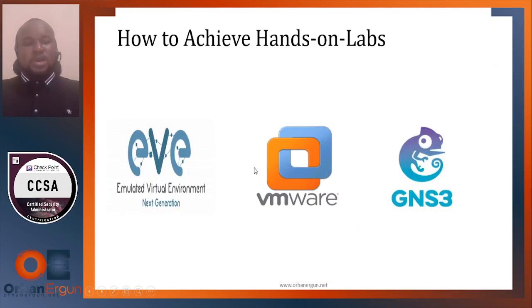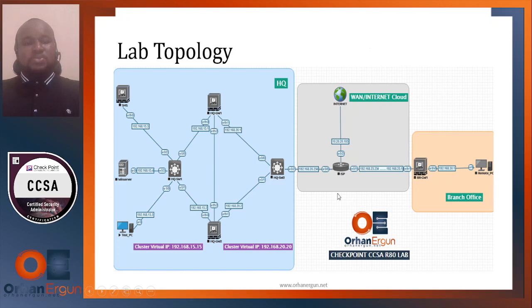And then talking about the lab, we are going to be using EVE-NG. So you can use EVE-NG for your lab, you can use VMware for your lab, and you can use GNS3 for your lab. So this is our lab topology. We're going to add more devices, but this is the basic lab topology. You have your security management server, you have your security gateway, you have your ISP routers, you have the internet, you have the branch gateway, you have a remote computer, you have a test computer, you have your switches, and then you have your Active Directory domain controller, which is installed on your Windows server.